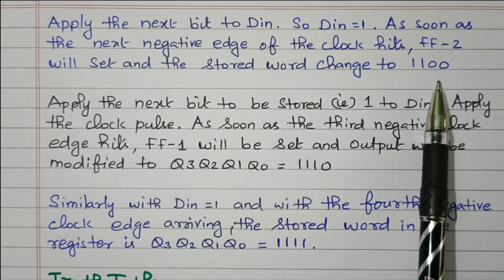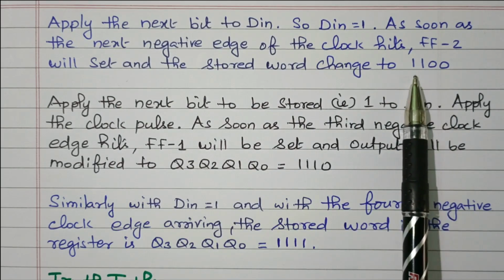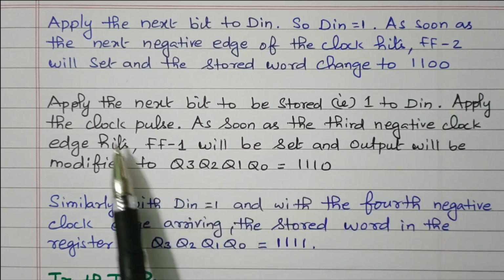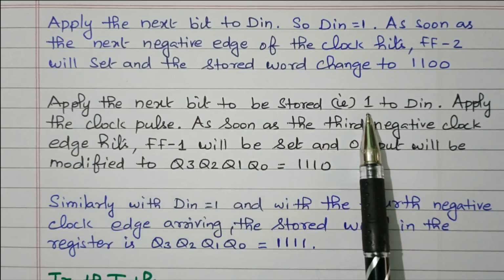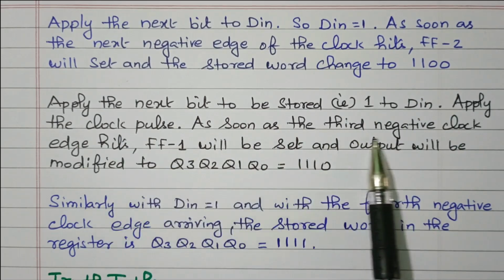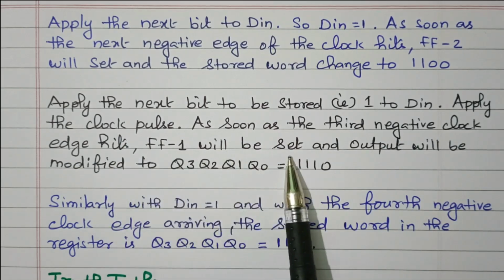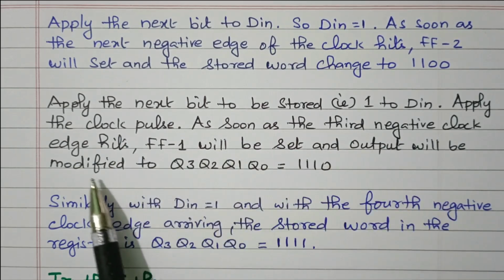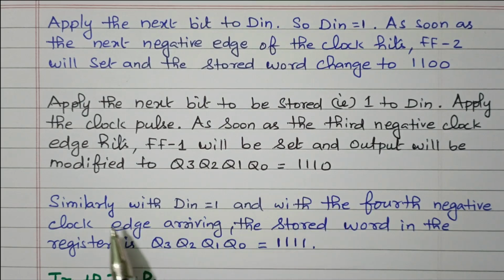Right? The data from FF3 is applied to FF2, that will set. So it becomes 1, 1, 0, 0. Then apply the next bit to be stored. The next bit is also 1. This 1 is applied to D in. Apply the clock pulse. As soon as the third negative edge of the clock pulse arrives, FF1 will be set and the output will be modified to 1, 1, 1, 0. Now the data becomes 1, 1, 1, 0.